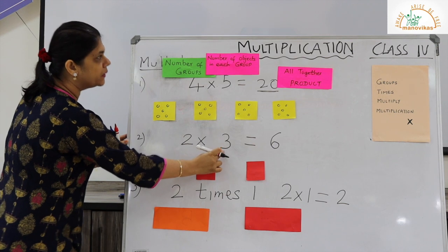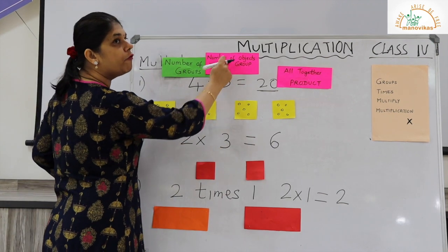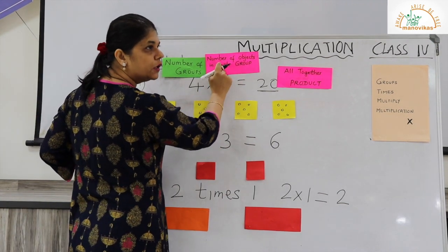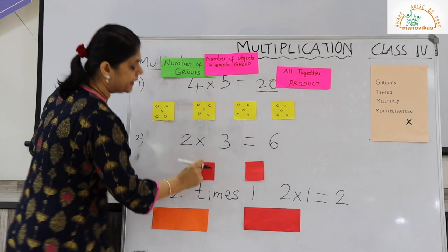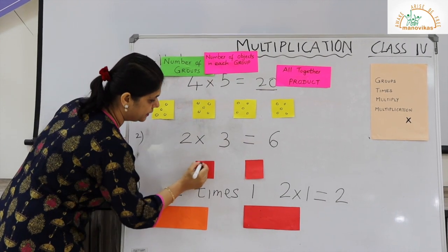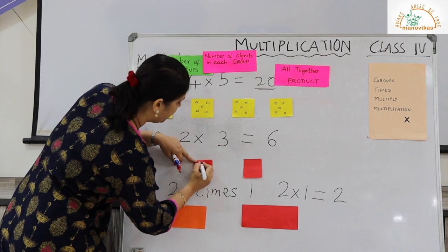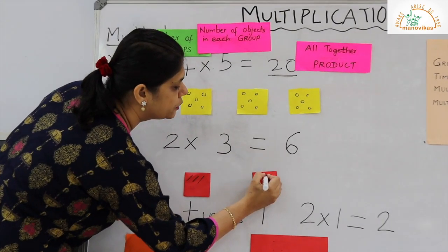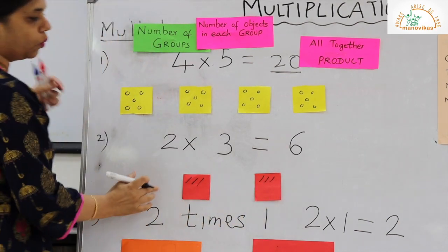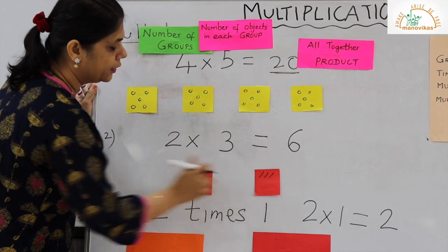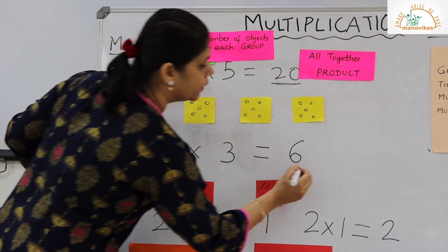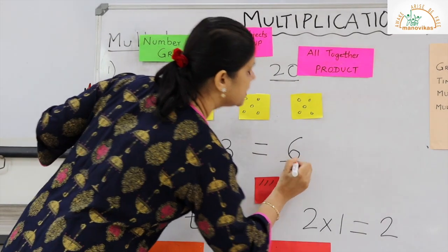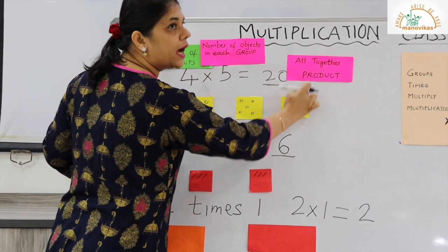The second number tells us the number of objects in each group. So how many objects are there in each group here? There are 3. So let us draw 3. 1, 2, 3 sticks. 1, 2, 3 sticks. So what is the product you will get? 2 into 3 equals 6. So 6 is called the product.